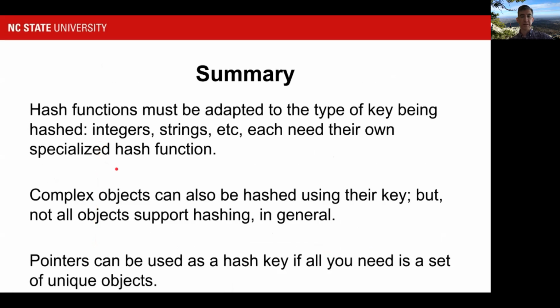Okay, so hash functions must be adapted to the type of key being hashed. So integers and strings and any other kind of object, they all need their own specialized hash function. Over the years, integers and strings have received a lot of attention. So there are really good hash functions you can just use for those. A complex object that you implement can also be hashed using a key, but you have to come up with it possibly and write your own kind of hash function for it. If you don't want to write a hash function, you could just use its address as the key. But this implies that all you really care about is a set of unique objects, not necessarily a set of unique values.